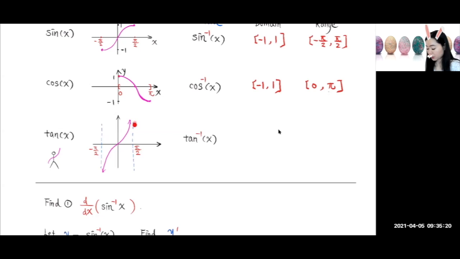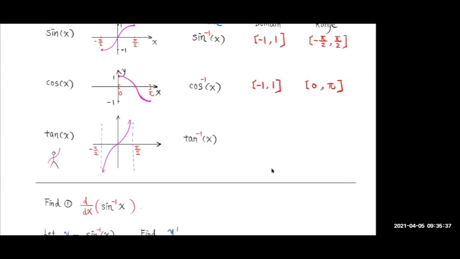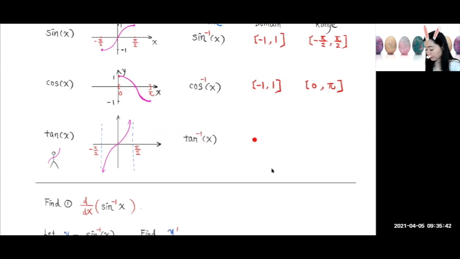Tangent, if we restrict the domain from -π/2 to π/2, then this function will be 1-to-1. So now what's the domain for inverse tangent? For real numbers? Yes, the domain for this is the range for this. The range for this is all real numbers. You got it. Okay, so all real numbers.